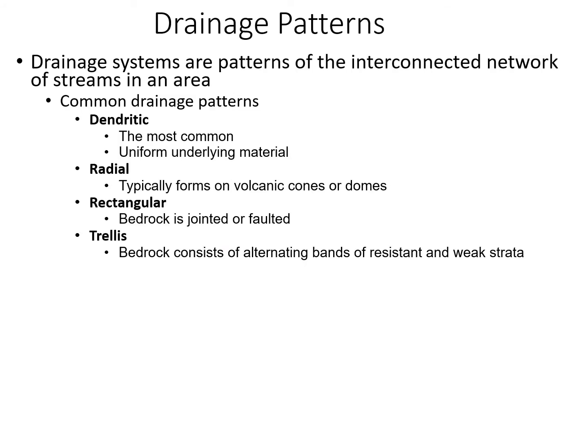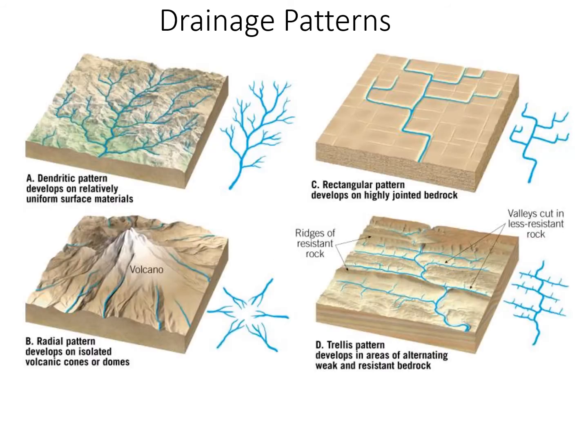There are many different types of drainage patterns. Okay, we'll talk about these four. Let me just go straight to the pictures. The most common drainage pattern is dendritic, which is this here. This forms when you have uniform surface materials. And what it looks like is a tree without any of its leaves.